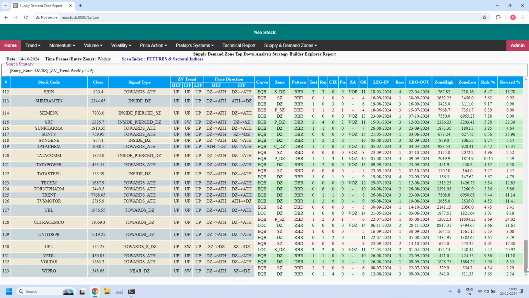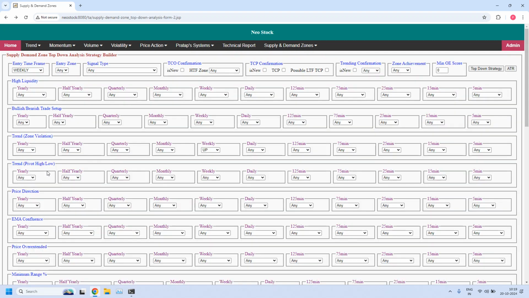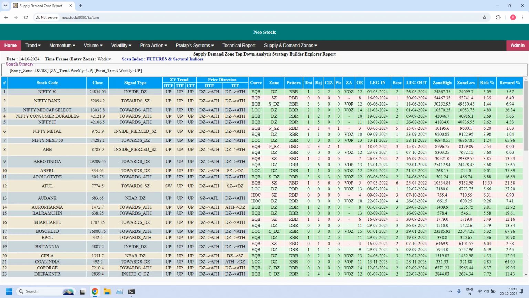So total 133 stocks are having uptrend. So it's a very big list. So what I do, I will also add pivot high-low trend, uptrend for weekly time frame. If both the trends are uptrend, that indicates at least the trend is very solid in that particular stock. See, now the list is reduced.